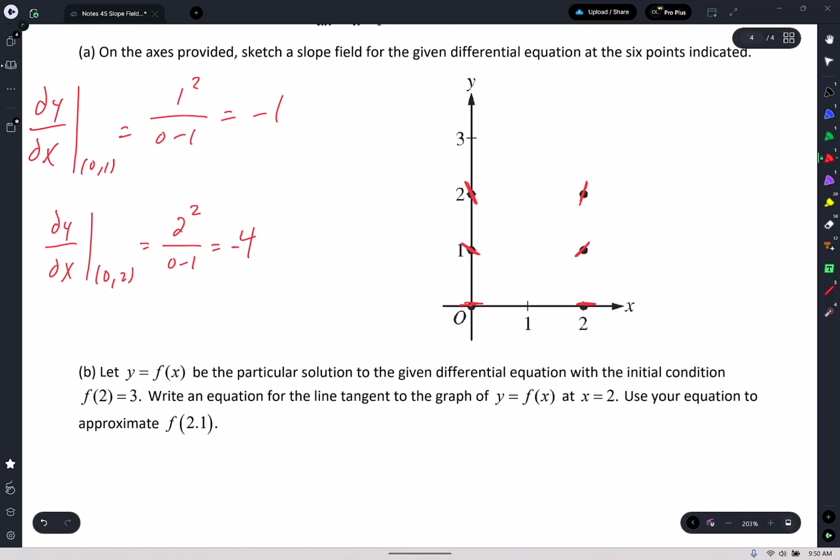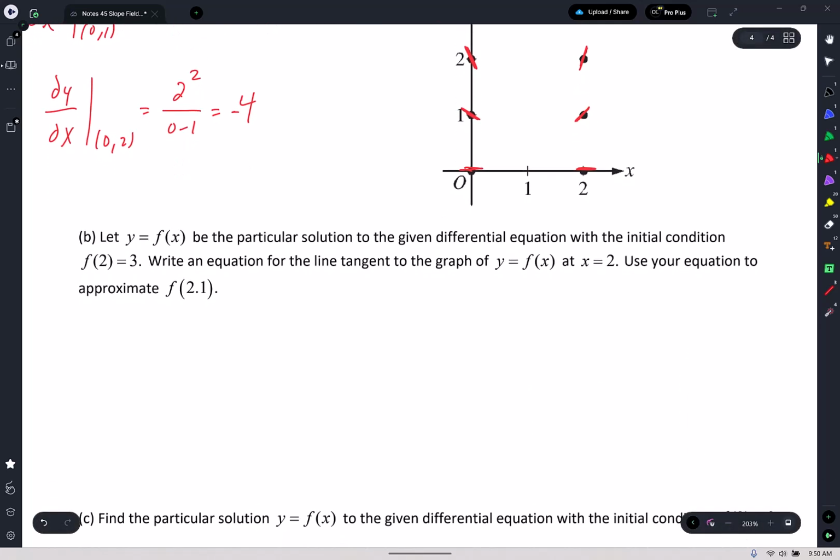Okay. And I love this question here, letter B. We're going to go slow. It says, let f of x be the particular solution to the given differential equation with the initial condition 2, 3. This is the initial condition. That's a point, so write that down. Write an equation for the line tangent to the graph at x equals 2. Use your equation to approximate f of 2.1.